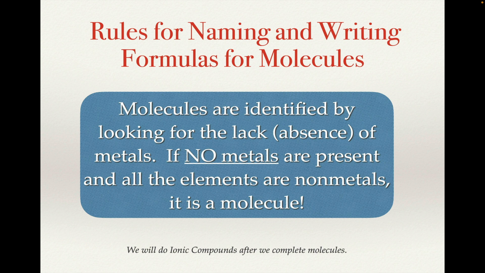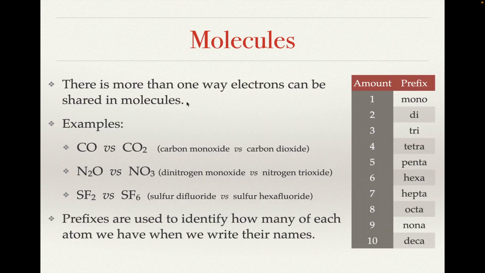We're going to start with molecules as our first type that we're going to name. Again, no metals. So when molecules work, molecules can share electrons in more than one way. They can do a 1-to-1 like carbon monoxide, or 1-to-2 carbon dioxide, a 2-to-1, a 1-to-3, 1-to-6, lots of different things. The big thing is the same two elements, carbon and oxygen, can do it more than one way. So because of that, we need to use prefixes, which are listed here, to tell us how many of each thing that we have.